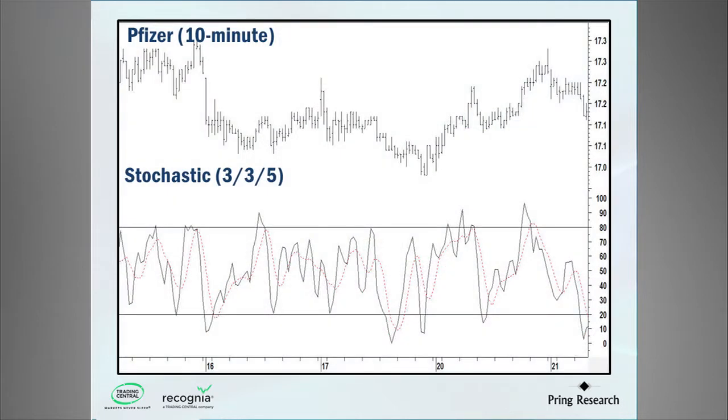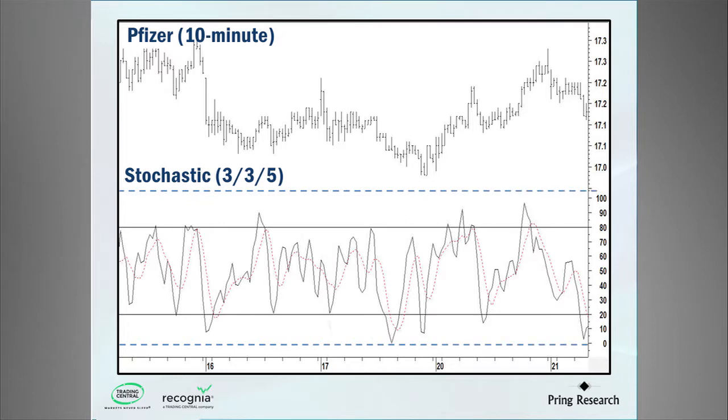Occasionally the %K value reaches the extreme of 100 or 0, but usually only when the parameters are very short, like this 3-3-5 chart of Pfizer. If a successful test of this extreme occurs following a pullback, as it does here, this usually represents a timely entry point, but only when confirmed by the price, like this.